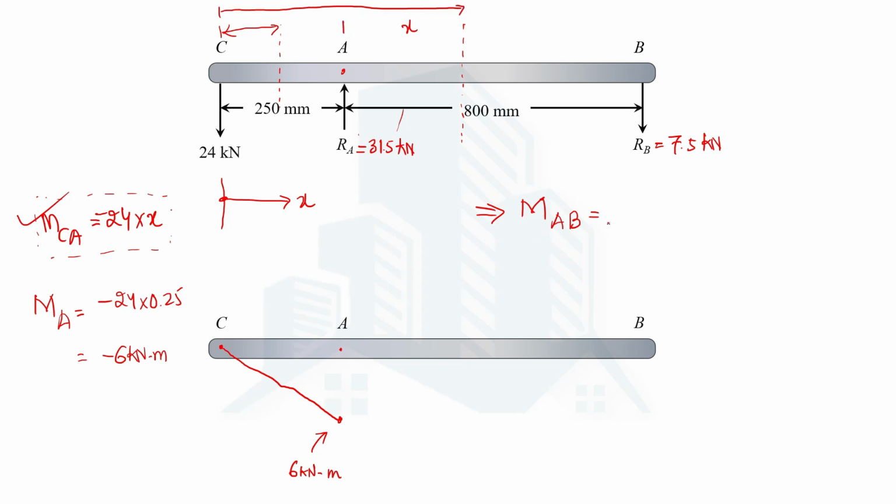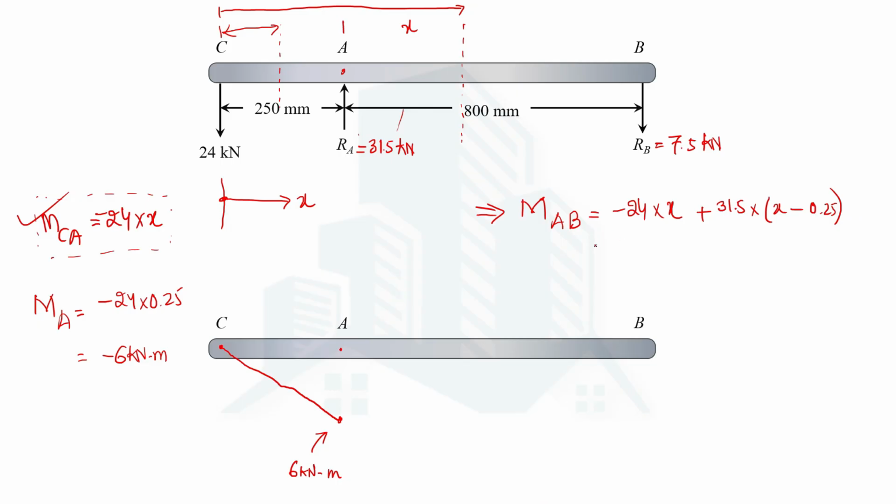So if we are, let's say, over here, and now the x is to this point, the formula for calculating the moment in the region of AB will be, since all the forces on the left hand side will be considered: on the left hand side we have 24 kilonewton acting downward, and Ra acting upward. So 24 kilonewton will have anticlockwise moment, so negative 24 multiplied by x, and the Ra will have clockwise moment, 31.5 multiplied by the moment arm. Now the moment arm will be x minus this distance of 250 millimeter or 0.25 meter. So I keep it in meters.